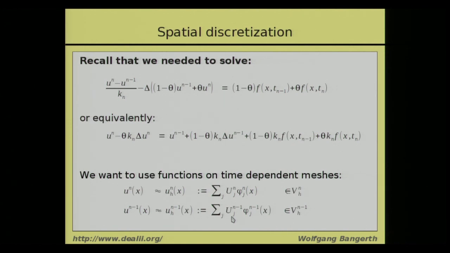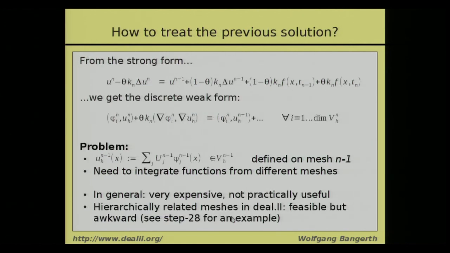Now, if I do these expansions and I want to put this into the equation that I need to solve at every time step, so just to repeat, the equation that I need to solve at every time step is this one here, then as always, we multiply with the test function and we integrate by parts to get the discrete weak form. So I'm going to get something like this here, where on the left-hand side, out of this term comes a mass matrix, phi n i times phi n j times these expansion coefficients u n j.